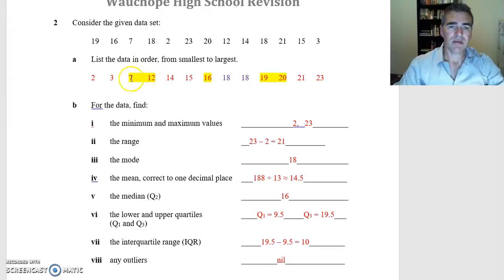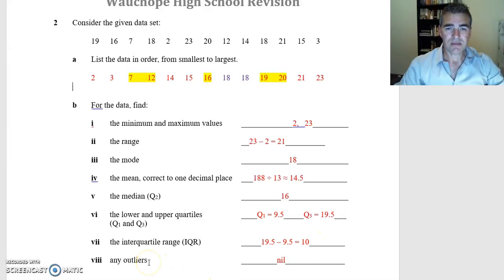Our lower two, in the middle there, 7 plus 2 is 19. Halve it, we get 9.5. So our lower quartile, 9.5. Our upper quartile is 19.5. So the interquartile range for this question is upper quartile minus lower quartile, which is 10.